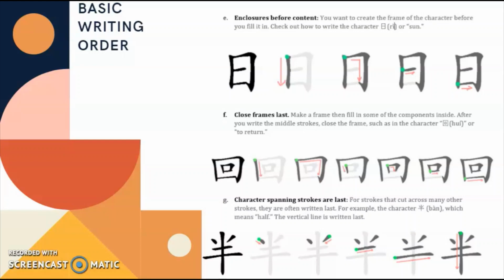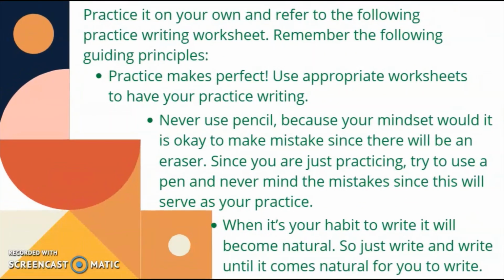And lastly, we have the character spanning strokes, which come last. The same principle applies. Horizontal first, and then vertical, and then going up, and then make the spanning strokes on the last part. So in summary, practice on your own and refer to the following practice writing worksheet which will be provided. So remember that practice makes perfect.